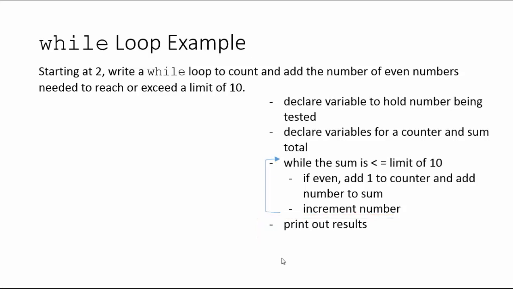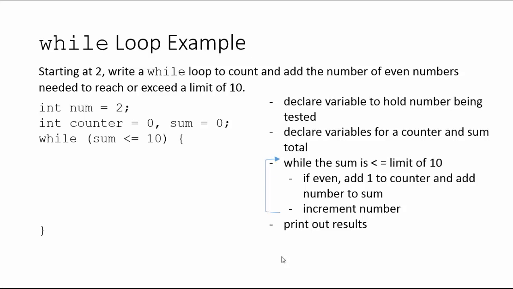So now that we have our logic worked out, we can start transferring our pseudocode into Java syntax. The first thing we will do is create an int variable, num, and assign it the value of 2, the first number to be tested. Then we'll create int variables counter and sum and initialize those to 0. We'll create our while loop. Our condition will test if sum is less than or equal to 10. So while that is true, we will execute the statements within this block statement.